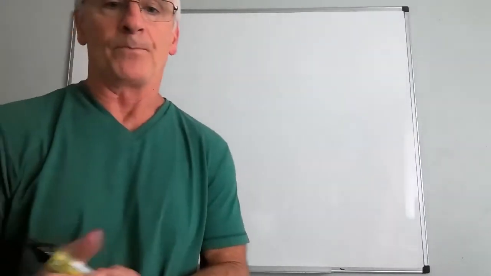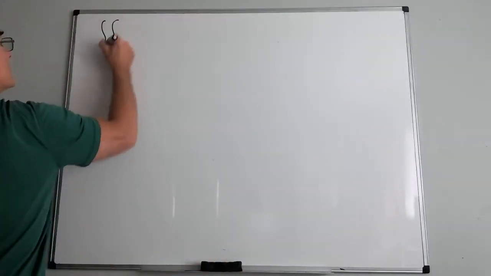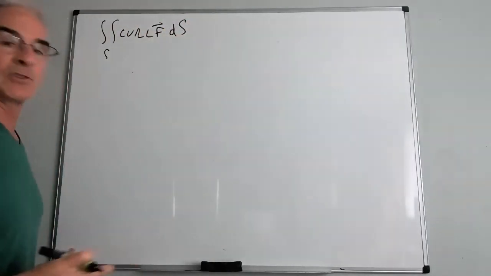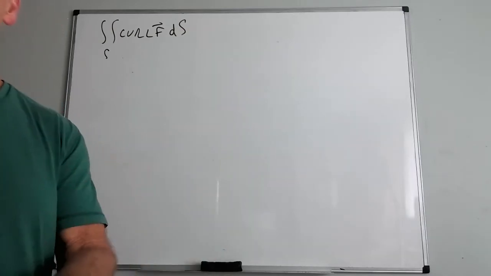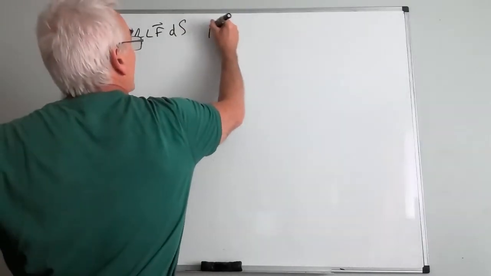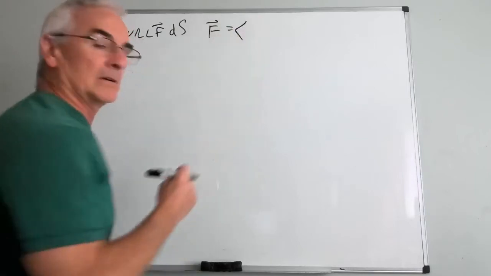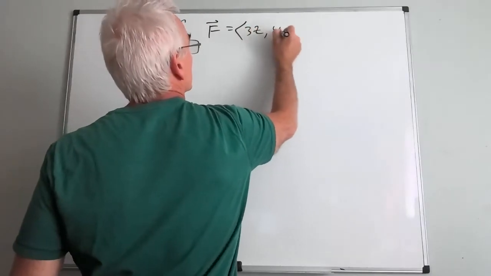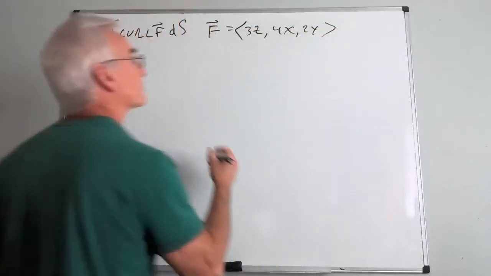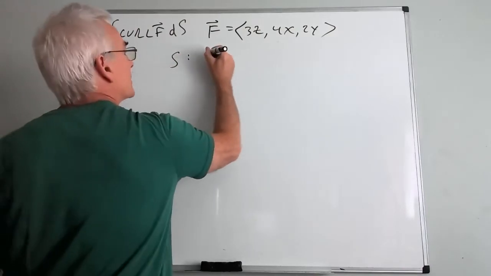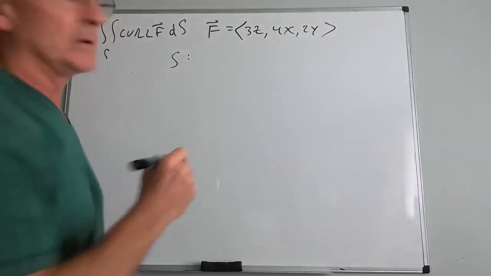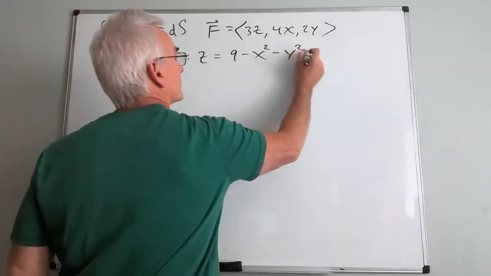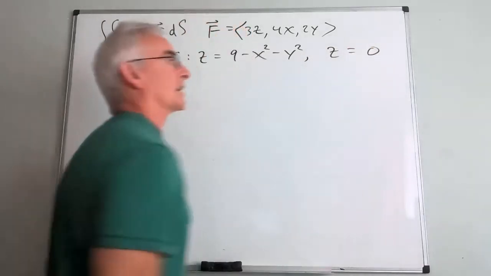All right, let's do another one. Let's find, okay, so all you need to know is the force and the surface. So my force is 3, 4, and my surface is the paraboloid cut off by the XY plane.